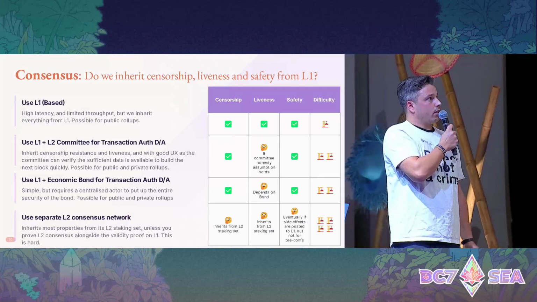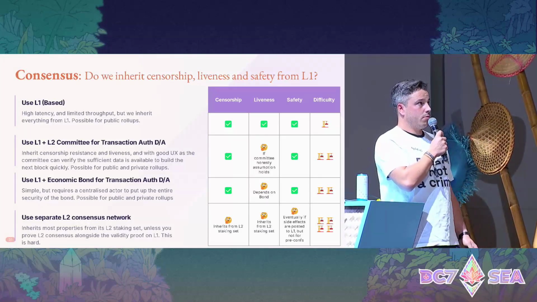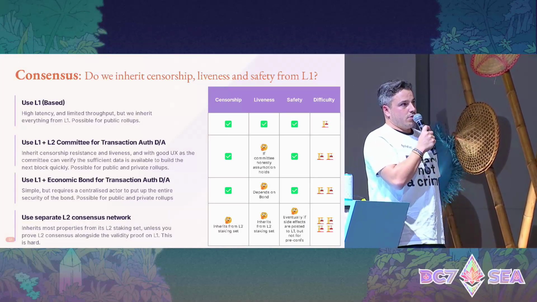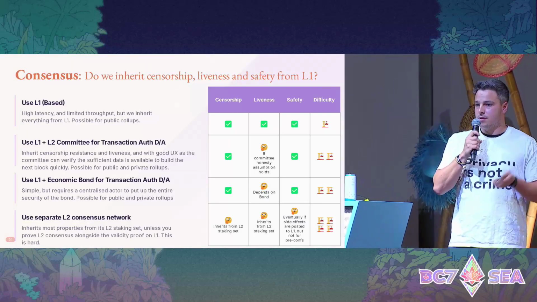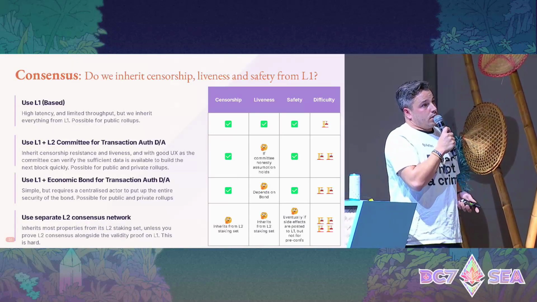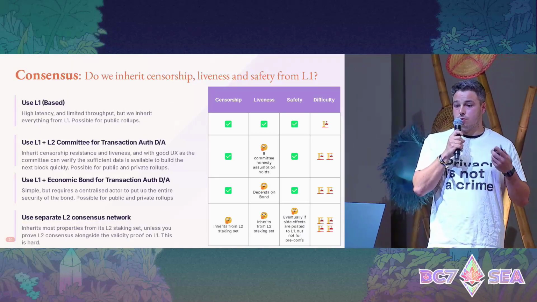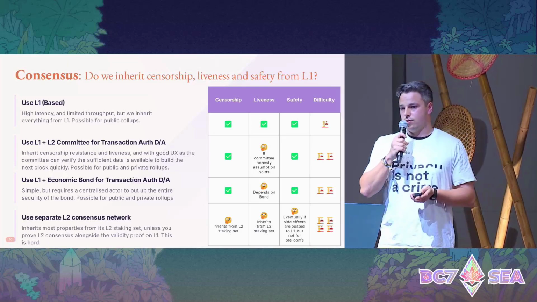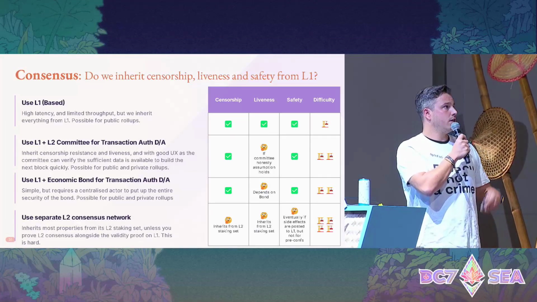Looking at the different options we have here, the most secure is to be a based rollup. Let's try and inherit everything from L1. This is great. We can defer sequencing to the L1 proposing set. We can inherit censorship and liveness from L1. If Ethereum's running, you can always propose a block. It's also quite easy to do. However, this is only really possible for public rollups, and it's also quite slow. You're limited to a block every Ethereum block. Most L2s have much faster finality and faster pre-confirmations, with sub-second block times, so this doesn't really work.